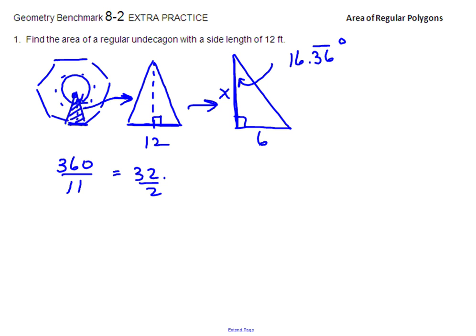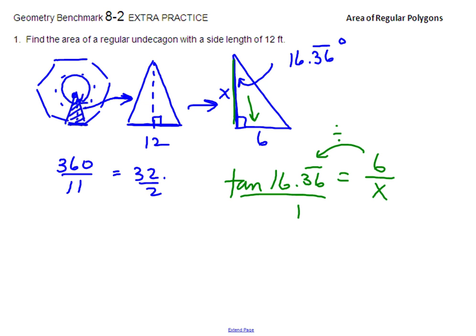If I put an x there, I can figure out the height of that triangle using trigonometry. I'll use tangent. So tangent of 16.36 repeating degrees, and I'm going to keep that decimal repeating just so it's more accurate, equals the opposite side, 6, over the adjacent side, x. The shortcut that I use is I just divide right divided by left. So if I type in 6 divided by tangent of 16.36, I'll get a height of approximately 20.43, and it goes on for a while. So a little over 20 feet tall.